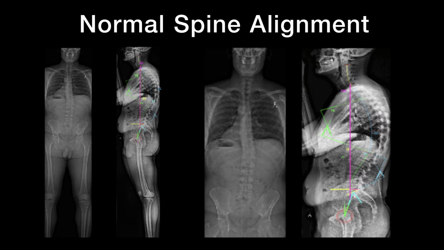Here's an example of a normal spine. It is straight from the AP view or front view and has a normal curvature from the lateral view or side view. This is normal lumbar lordosis, thoracic kyphosis, and cervical lordosis.